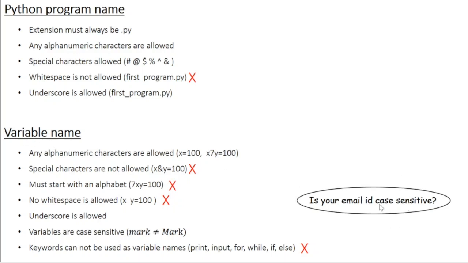Now there is an assignment for you. I said in the case of Python, variables are case sensitive. What about your email ID? Is your email ID case sensitive? You can check it for yourself. Just go to your Gmail or Yahoo, whatever. You have an email ID, right? Usually you type it in small letters. Just type it in capital letters and see whether you are able to log into your email account. Okay, so do this as an assignment.